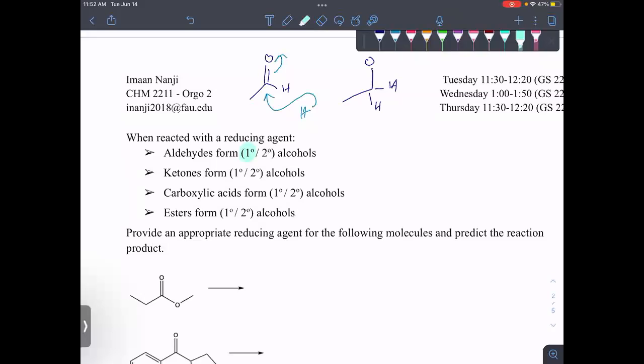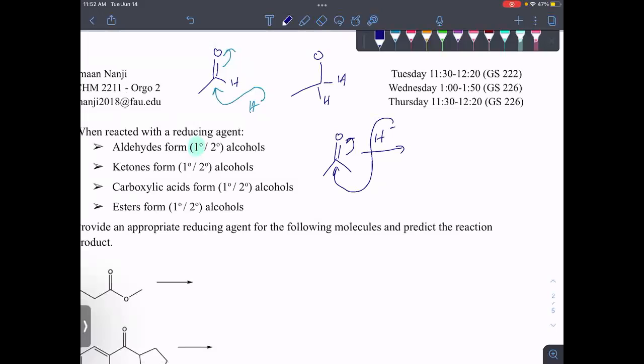And what about ketones? Ketones are secondary because when you attack a ketone, you have two R substituents, right? And you can't just get rid of one of these carbons, they're there forever. So all we can do is remove the bond to oxygen.